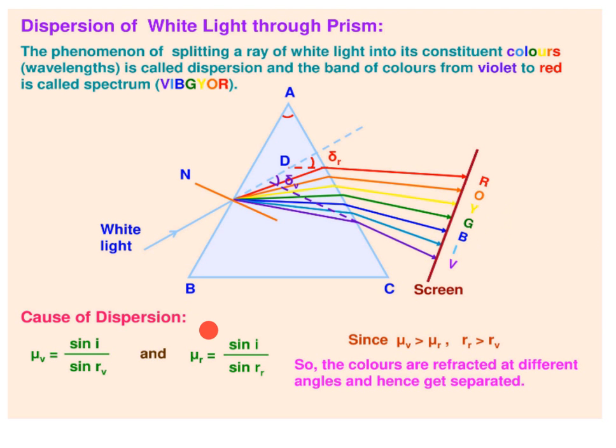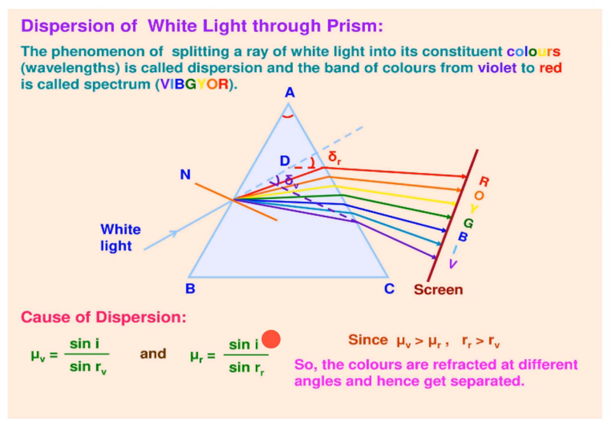And then the causes of dispersion. What are the causes of dispersion? We know that mu is nothing but the refractive index. Here V is the violet color. So the refractive index of violet, mu V, is equal to sin I upon sin RV, where I is the angle of incidence and RV is the angle of refraction for violet color. And also mu R is equal to sin I upon sin RR.